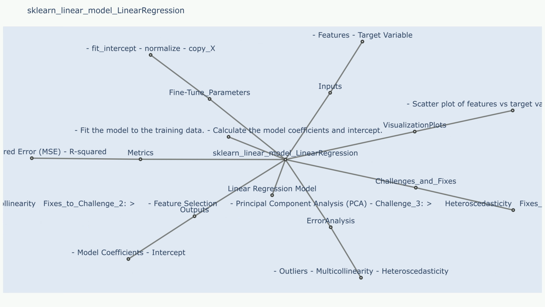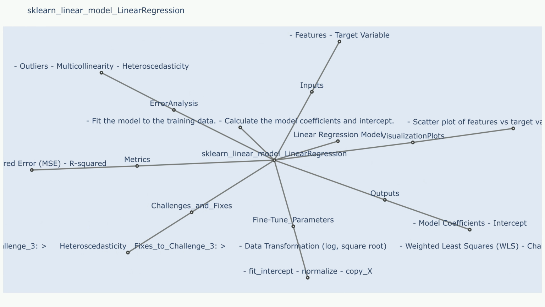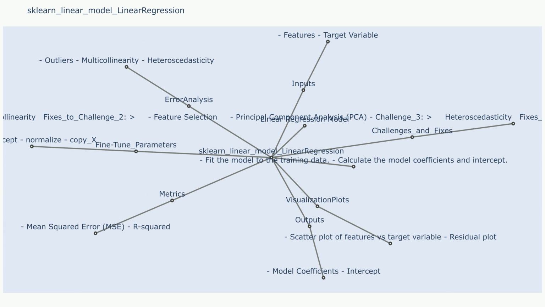Nonlinear transformation: apply transformations to the features, such as polynomial features or logarithmic transformations, to capture nonlinear relationships. Nonlinear models: consider using nonlinear models, such as decision trees, random forests, or support vector machines, which are better suited for capturing complex patterns. Challenge 4: insufficient data: having too little data can lead to overfitting, where the model learns the training data too well and performs poorly on unseen data.